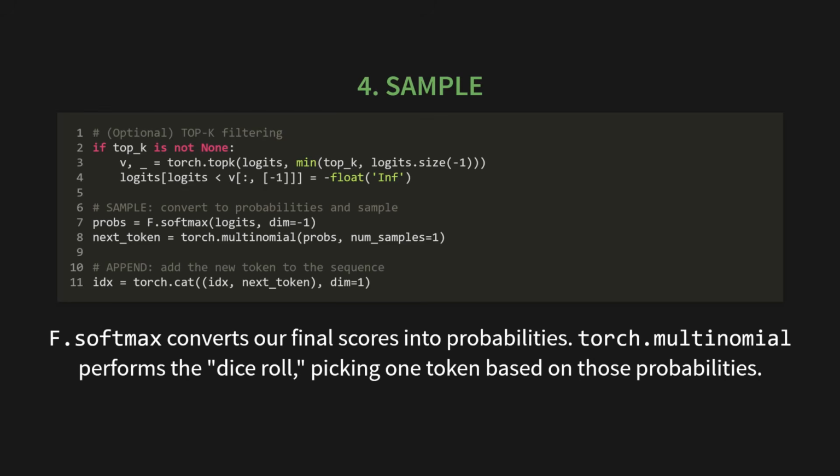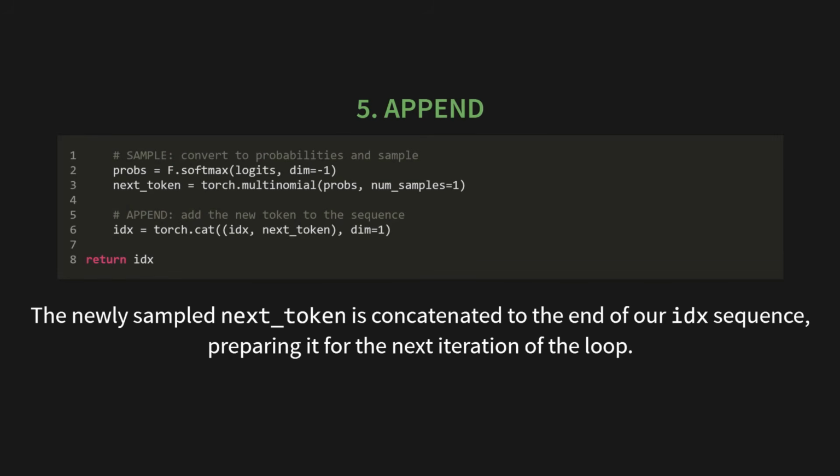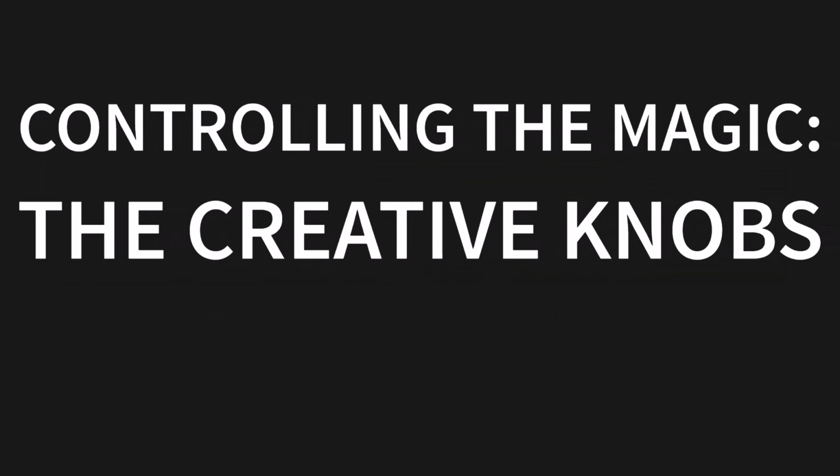Number 4, sample. F.softmax converts our final scores into probabilities, and torch.multinomial performs the dice roll, picking one token based on those probabilities. And finally, number 5, append. The newly sampled next token is concatenated to the end of our idx sequence, preparing it for the next iteration of the loop. Controlling the magic, the creative knobs.